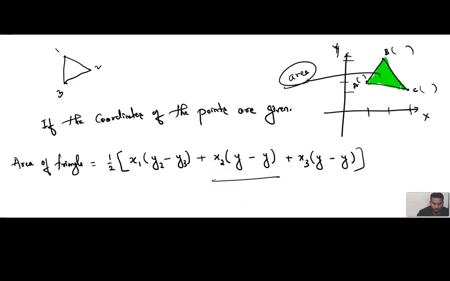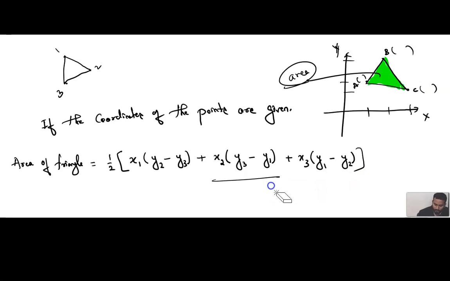Similarly 2 starts. Can you see this point? 2 is there. After 2, 3 will come. After 3, 1 will come. Now come back to this. 3 is there. After 3 what will come? 1. After 1 what will come? 2. That is the formula. That is half into x1 into (y2 minus y3) plus x2 into (y3 minus y1) plus x3 into (y1 minus y2). That's it. Very easy and very simple.